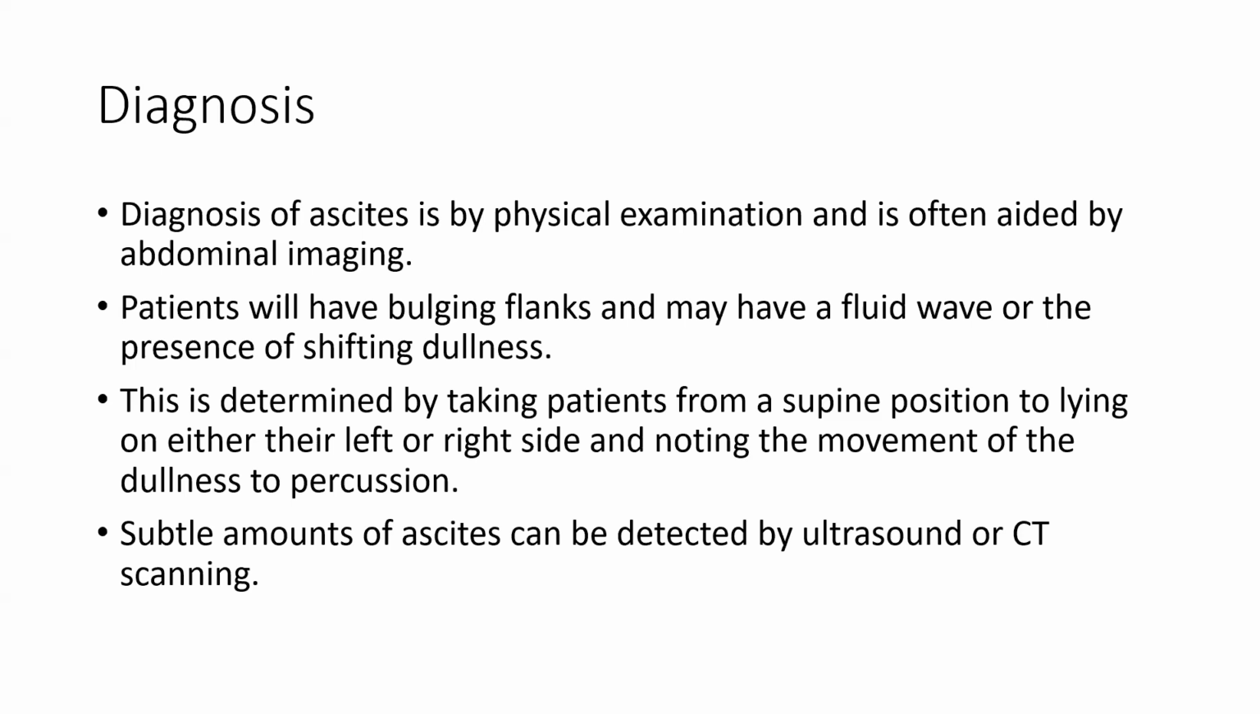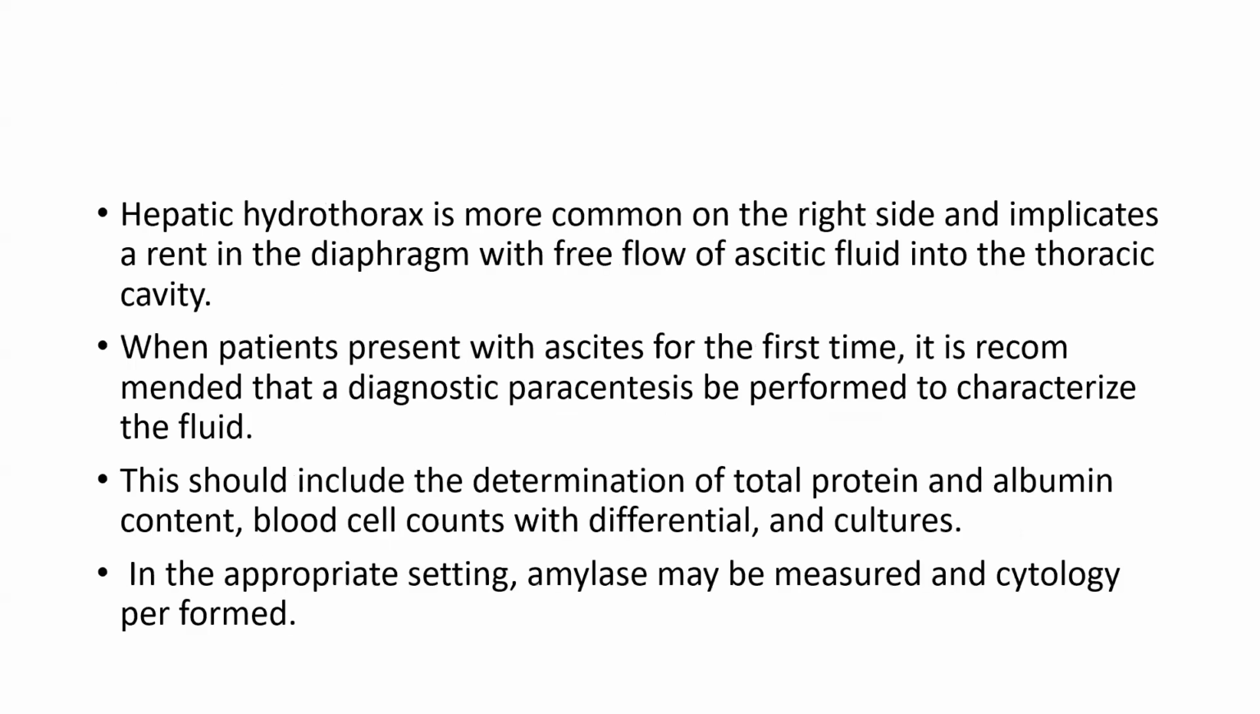If you want to diagnose ascites, there are two methods. One is physical examination and the other one is abdominal imaging. In physical examination, there are certain tests by which we can evaluate ascites, like the puddle sign, shifting dullness, and horseshoe dullness, and in abdominal imaging, we can go for ultrasound and CT scan. Hepatic hydrothorax is more common on the right side, which implicates a rent in the diaphragm with free flow of ascites into the thoracic cavity.